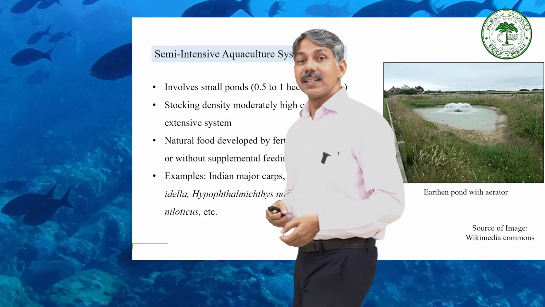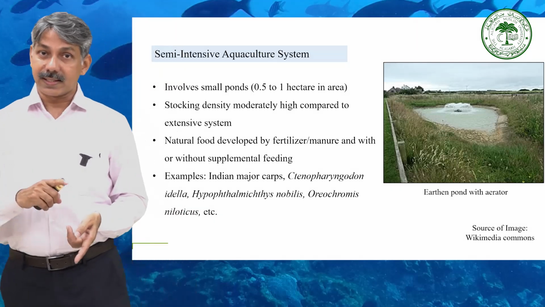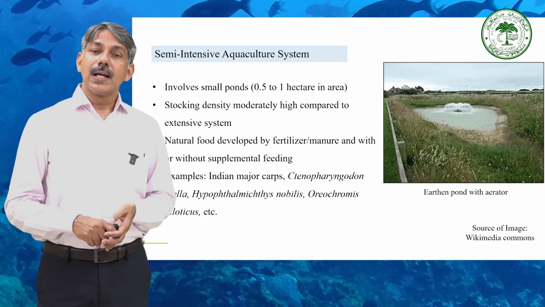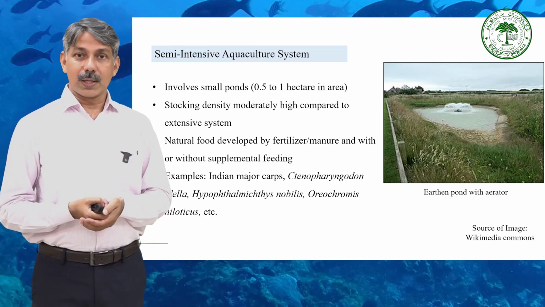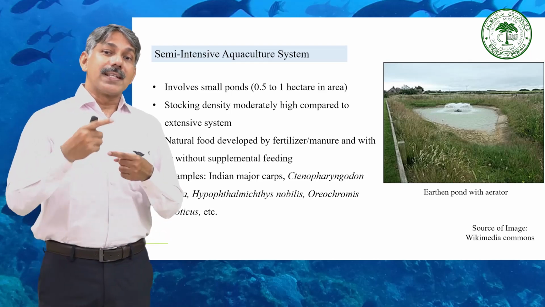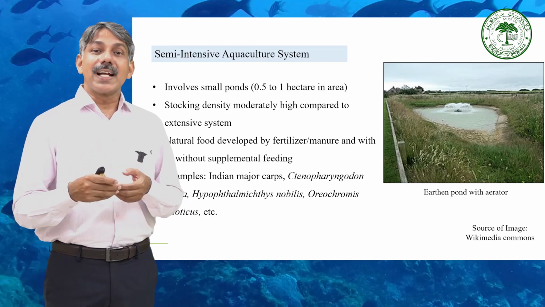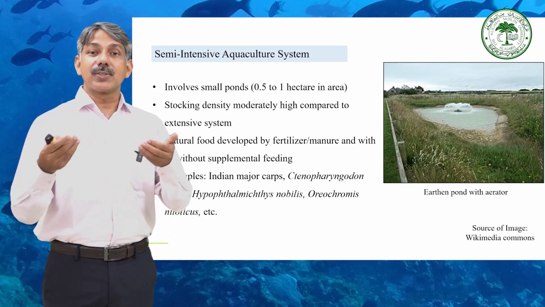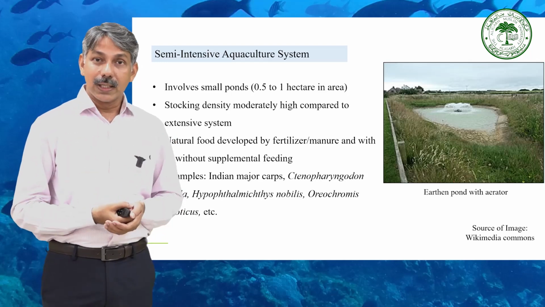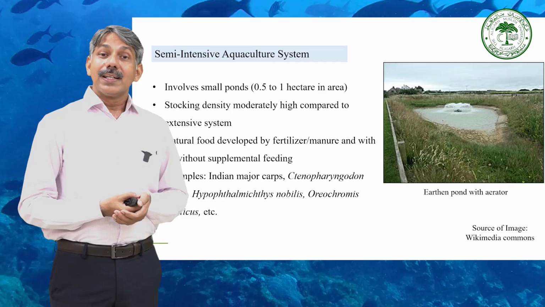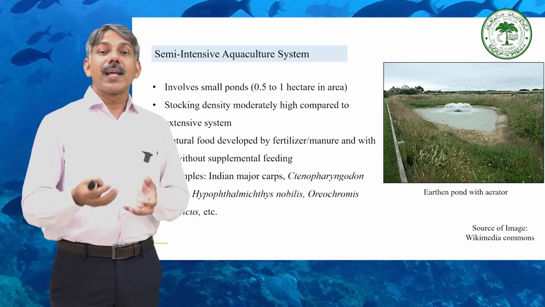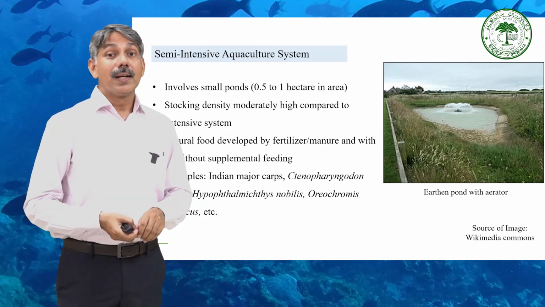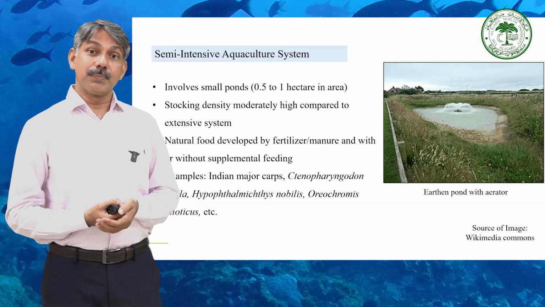Then we have the semi-intensive aquaculture system. We discussed the extensive aquaculture system, where there was almost no management, the least management. What happens here? Compared to extensive aquaculture, we slightly increase the stocking density. And when you increase the stocking density in order to get more aquaculture produce, the natural food which is already available in the pond is not enough to meet the food requirement of the fish stock which is present in the pond.